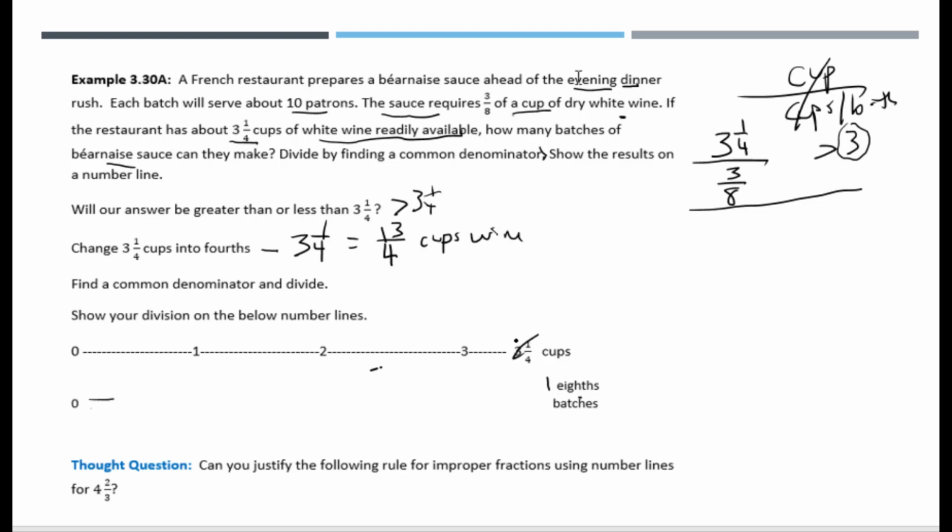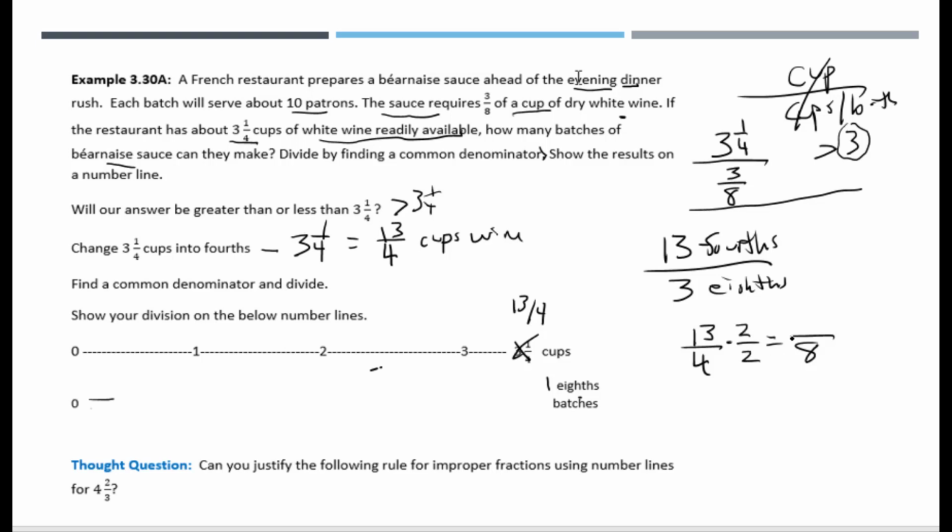So I could actually change this down here to 13 fourths. What I want to do is take 13 fourths divided by 3/8. I'm just rewriting this with the units showing more. So I want to find a common denominator between fourths and eighths. Hopefully you can see that it's not so hard to change 13 fourths into eighths by multiplying by 2 over 2. So here I get 26 eighths.